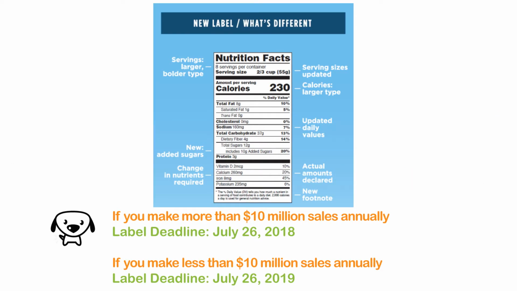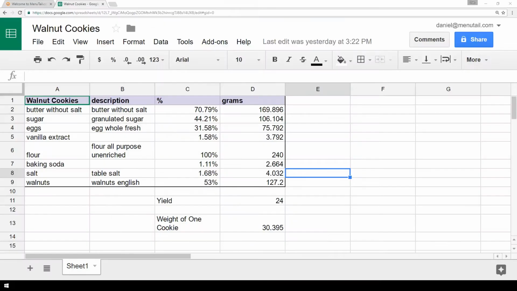Today, we will go over the feature of creating the new redesigned FDA-compliant nutrition facts label. If your company makes more than 10 million in sales, your deadline is in 2018. But if you make less than 10 million, your deadline is in 2019. Now let's create a recipe for walnut cookies.